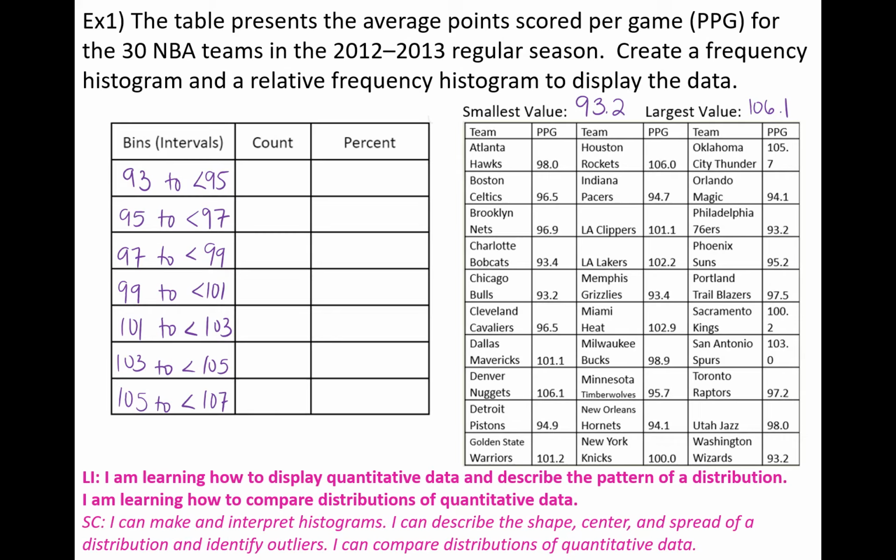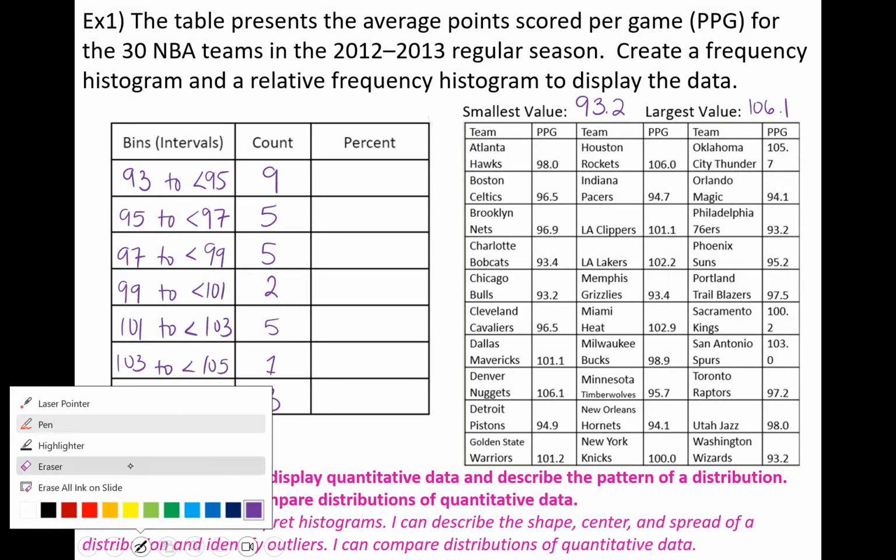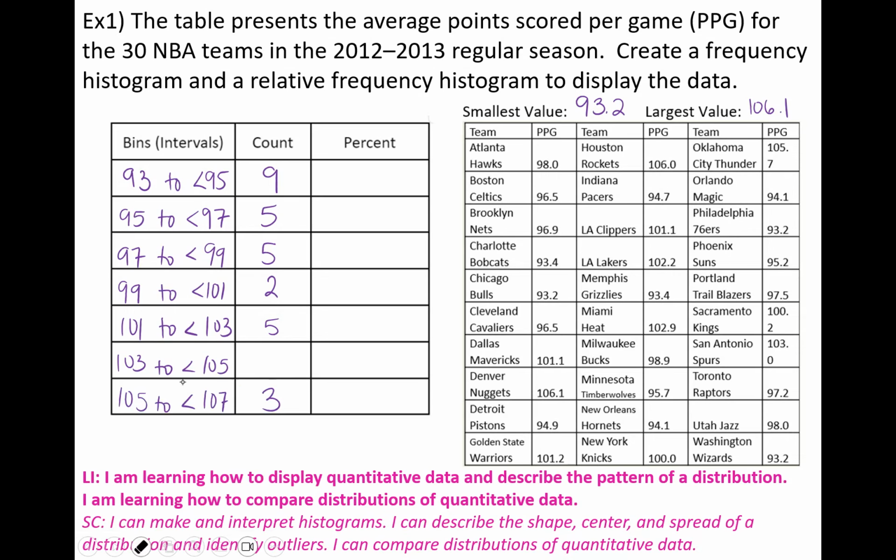Okay, once we have that, then we go through and count all the data. I'm cheating because I already have it done ahead of time, but you would go through and count how many teams had values from 93 up to but not including 95. I get 9 for my count, and then I go through again and continue for each category. So 95 up to but not including 97, I get 5 of those, 5 in the next category, 2 in the next category, 5, 1, and 3. And again, you can double check my work or look them up in the table.